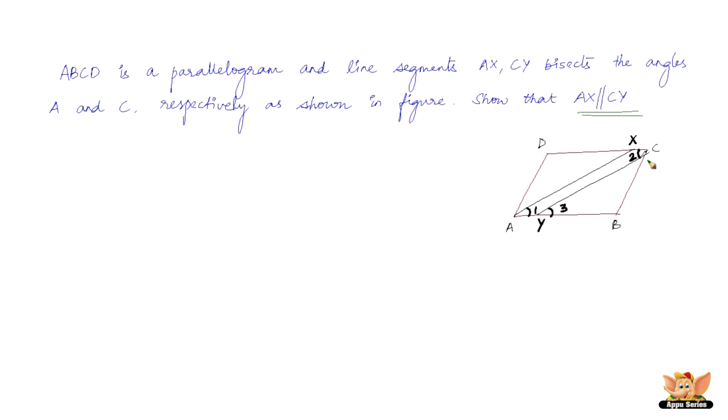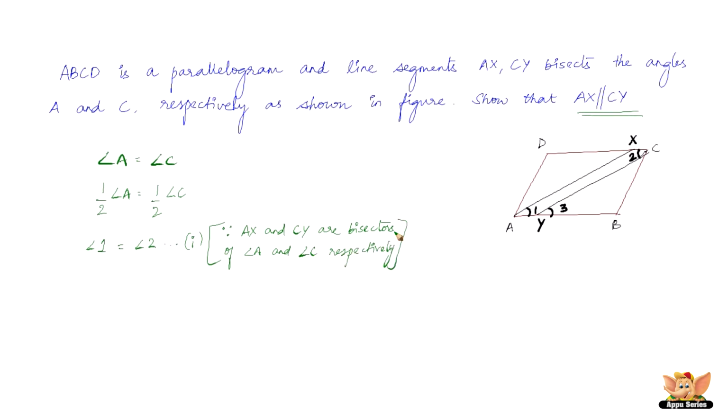So here angle A equals angle C. And it is also very clearly mentioned that line segments AX and CY bisect the angles A and C. That means they are dividing the angles A and C into two equal halves. So we have half of angle A equals half of angle C, and also we have angle 1 equals angle 2. Let us take this as equation 1. The reason being AX and CY are bisectors of angle A and angle C respectively.